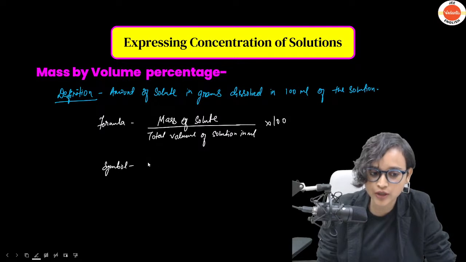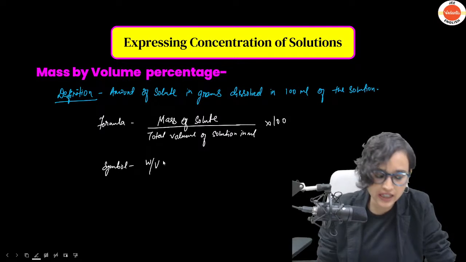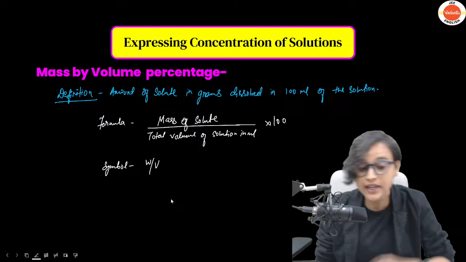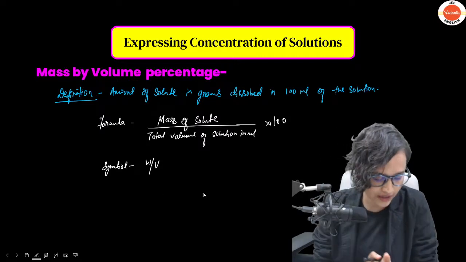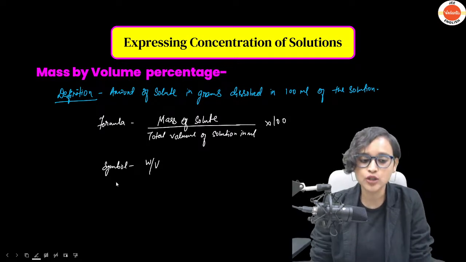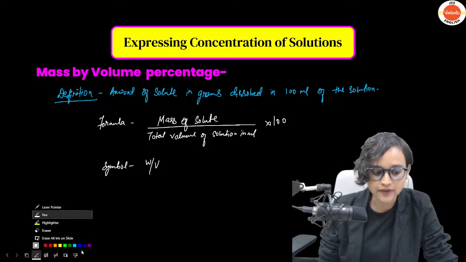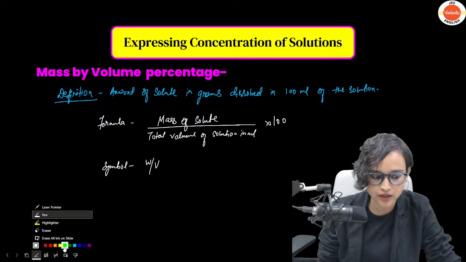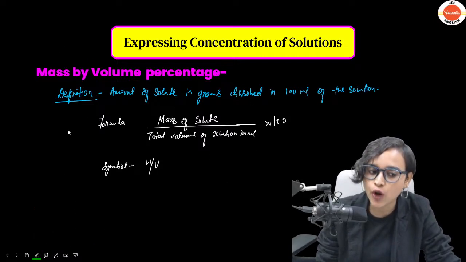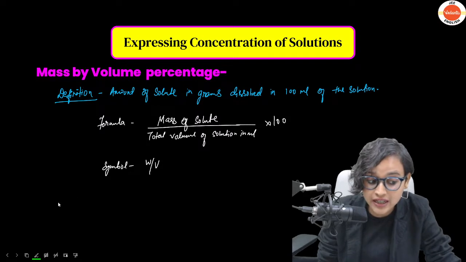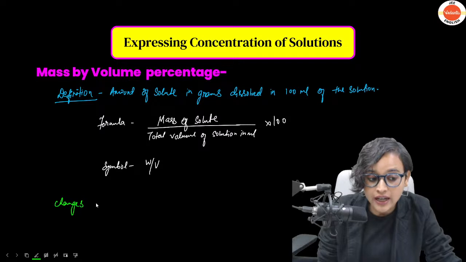This time the symbol is going to be W by V, isn't it? Now can I tell you a very interesting fact, everybody? Make a note. Do you know that mass by volume percentage actually changes with change in temperature?